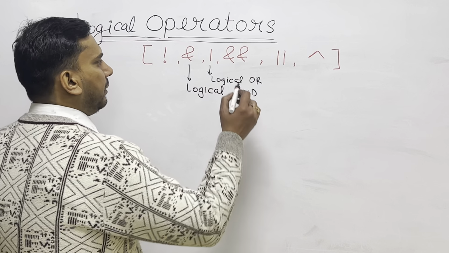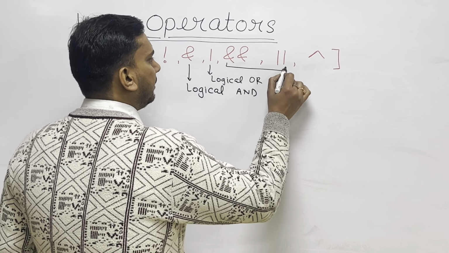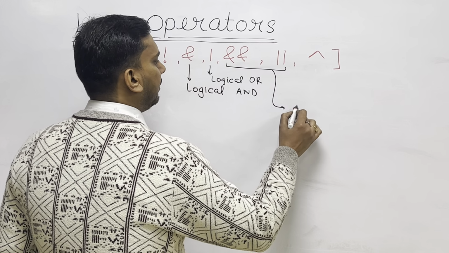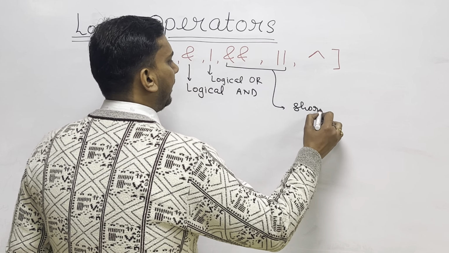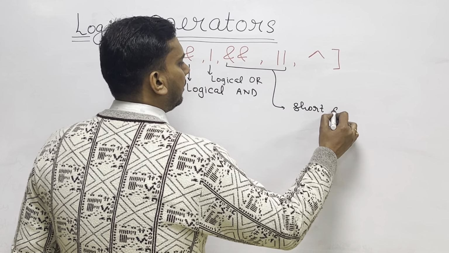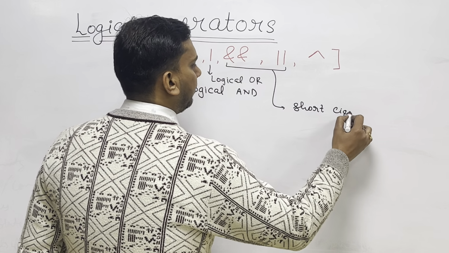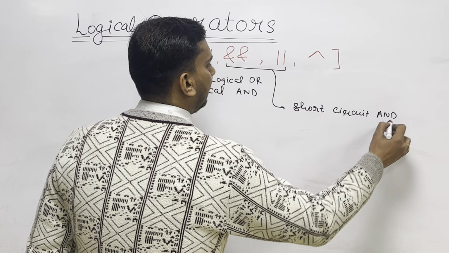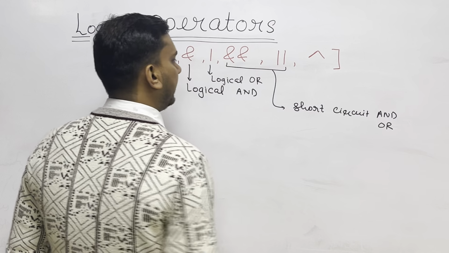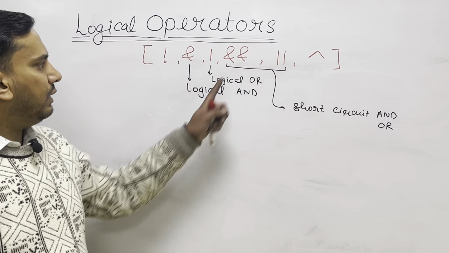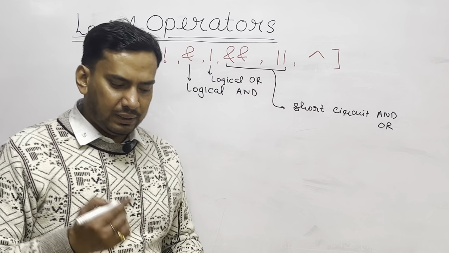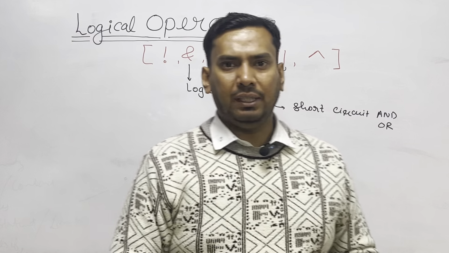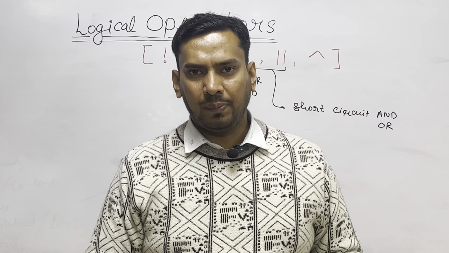But the important operators are these two operators. These two operators are the short circuit AND and short circuit OR operators. What is the use of these operators? So let us understand the concept behind this short circuit operator.